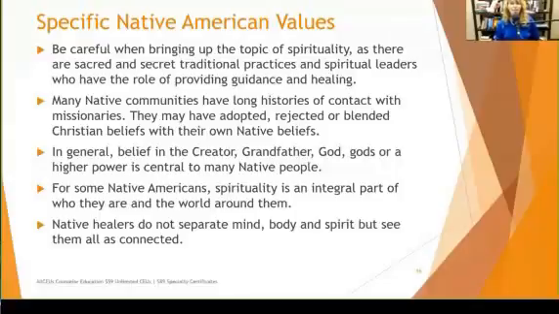Many Native communities have long histories of contact with missionaries and may have adopted, rejected, or blended Christian beliefs with their own Native beliefs. So we need to understand where they're coming from, and we can't just assume. In general, there is a belief in the Creator, the Grandfather, gods, or a higher power in their religion somewhere. So there's a unifying concept. For some Native Americans, spirituality is an integral part of who they are and the world around them. And it's important to remember when they seek out Native healers, the Native healers don't separate mind, body, and spirit, but see them all as connected. We're going to talk about that multiple times.